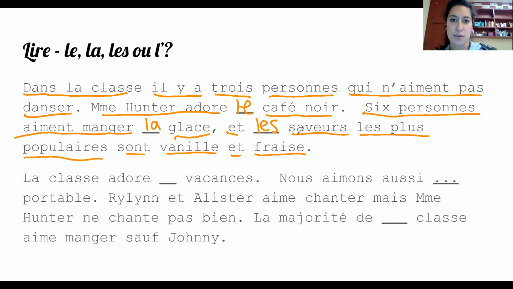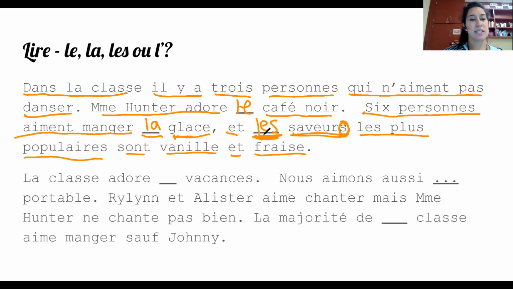So let's go back to those two. So did you get la glace? Oui? Okay, très bien. And did you get les saveurs? So the big clue that you may have spotted with saveur is there's an S here. So we know that this is a plural word, and les is our plural definite article. So it doesn't matter whether saveur is masculine or feminine because it's plural. And so plural nouns always take les. Always, always.